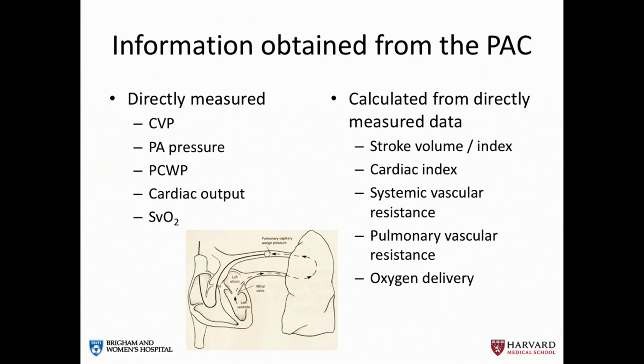Importantly, a number of variables are calculated from those direct pressure measurements. We can get stroke volume and stroke volume index based on cardiac output and heart rate. We can get the cardiac index based on a measured cardiac output and relative to body mass index. We can also calculate the systemic vascular resistance based on flow and pressure differentials. In the same way, we can measure pulmonary vascular resistance, and we can measure oxygen delivery.